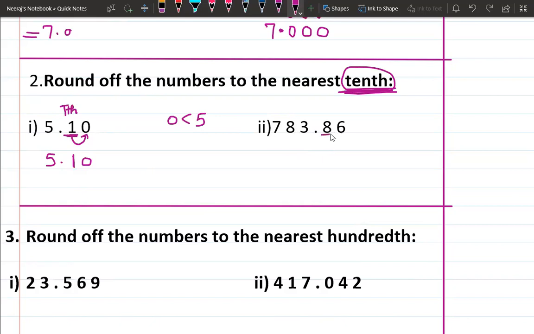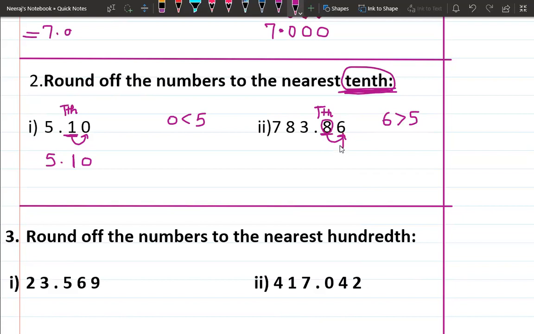783.86. Which place is this? This is the 10th place. When we are talking about a TTH, it is the 10th place. It comes after the decimal point. Now 8. What is on the right side of 8? It is 6. And 6 is greater than 5. So the rounding place digit increased by 1. So it will become 9.